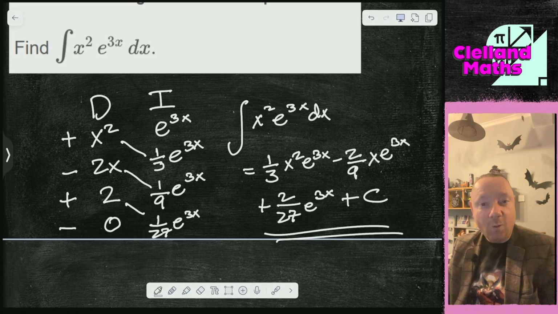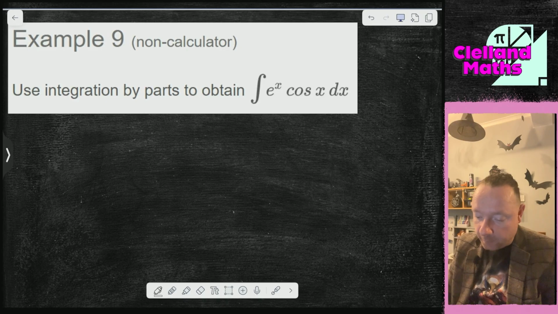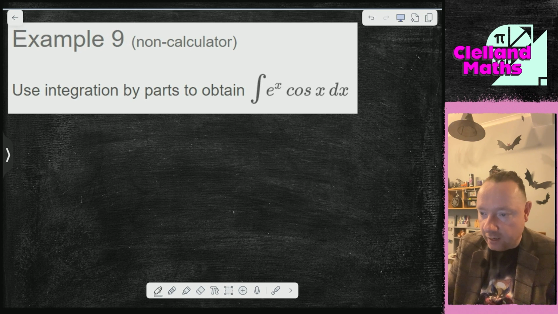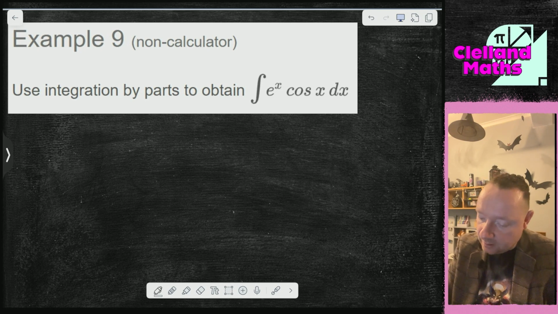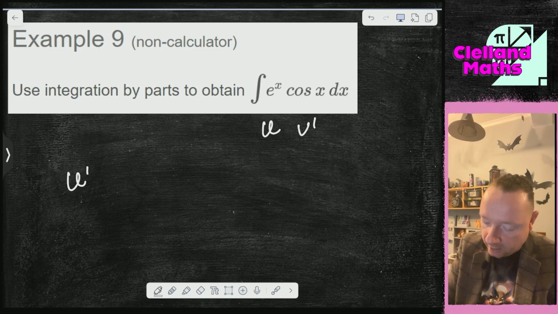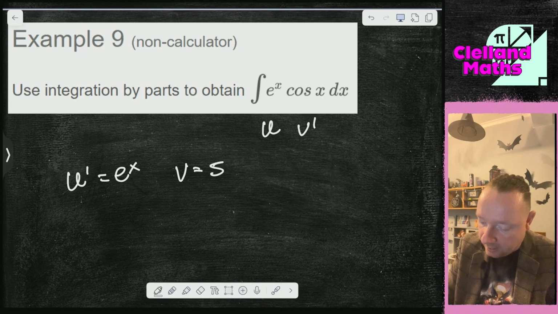And would you believe, we're done there. Example 9, use integration by parts to obtain the integral of e to the x cos x. So this is going to be quite circular, this one. So let's just say that the one we're going to integrate is the cos x. So u dash is e to the x and v is sine x.